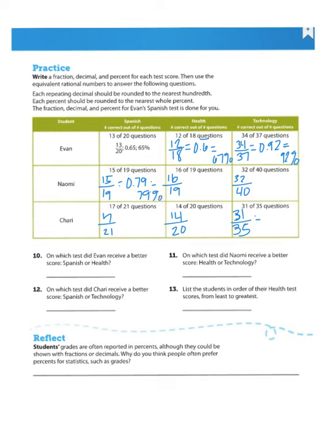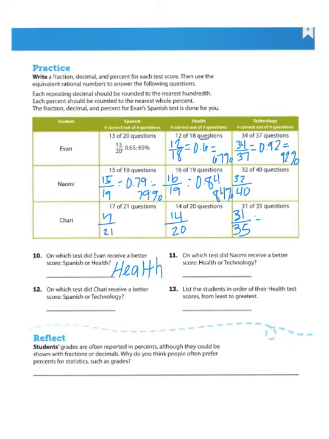16 divided by 19 is going to be 0.84, and that's going to be 84%. So once you have all of these filled out, we will answer these questions. So, for example, number 10, on which test did Evan receive a better score, Spanish or health, which we have Evan done. So Evan, his Spanish, he got a 65%, and his health, he got a 67%. So he received a better score on his health test.